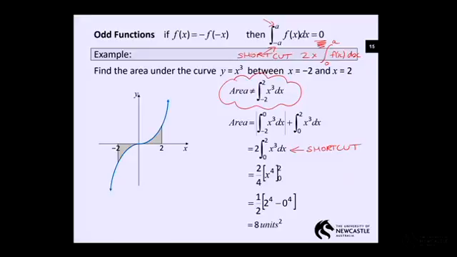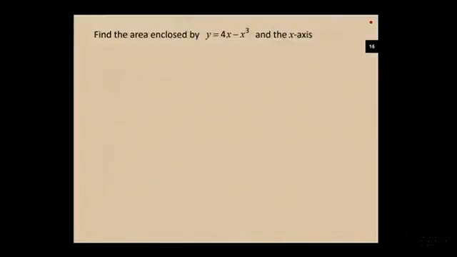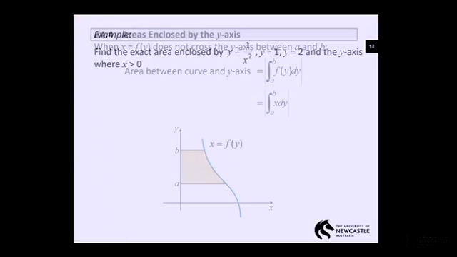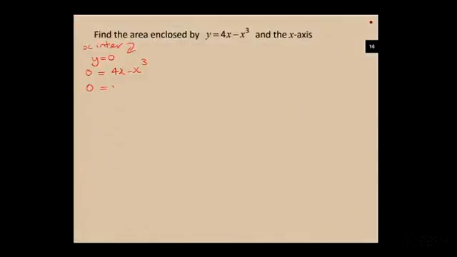Okay? So here's one for us. Find the area enclosed by. So again, do you know what this looks like? To find the x-intercepts, it says put y equal to 0. So here we go. 0 will equal 4x minus x cubed. It says that we will have an x which was common, so x times 4 minus x squared.